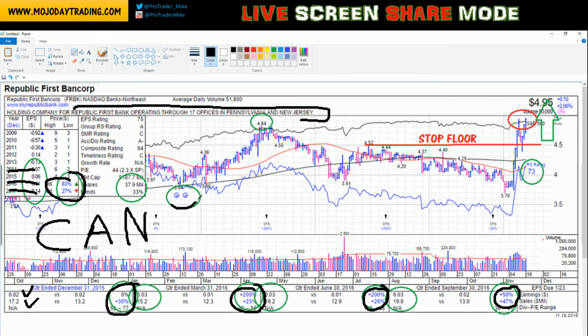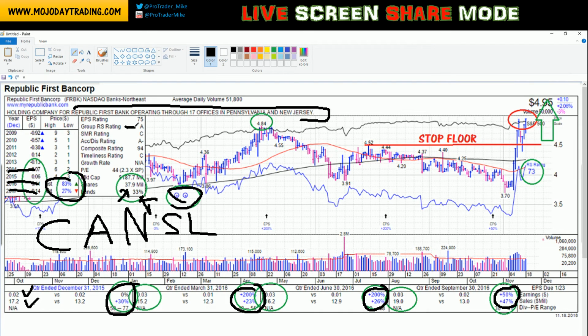Nothing's really that fantastically new about it. Shares outstanding 37.9 and 33. William O'Neill saw that all the greatest winning companies of all time had small shares in the float before they made their big move. L, they're a leader right here.